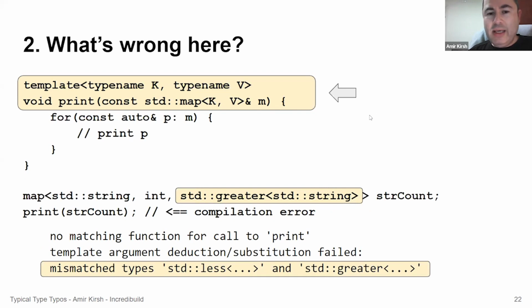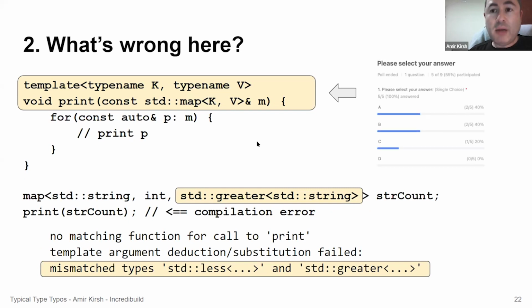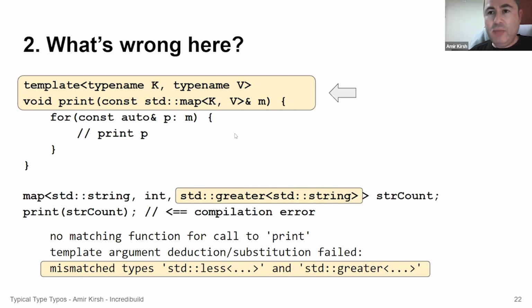Well, the problem is that a map has a third template parameter, which is the comparator. Now, usually when we use std::less, it means that we want to sort the map. The map is sorted from the smallest to the biggest. But we can provide any other comparator. Now, if we go with another map that has another comparator, this map would not be able to go into this function.